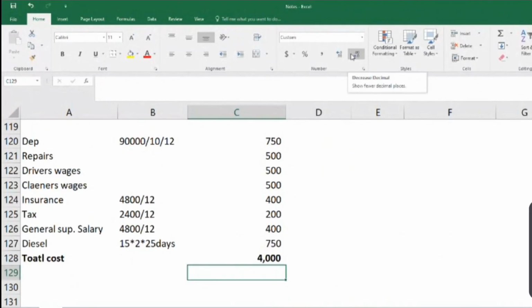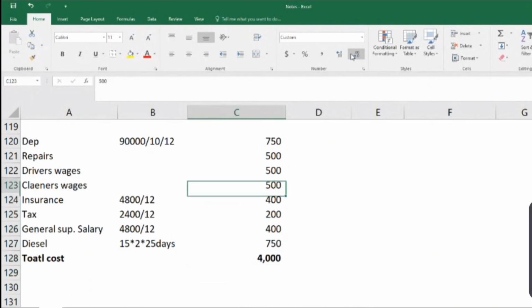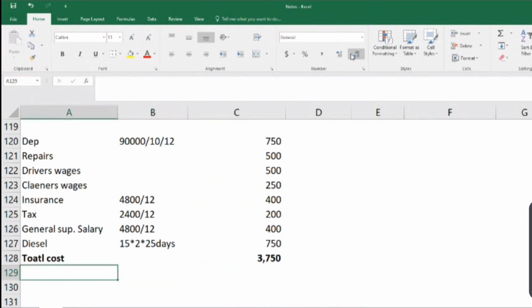Just a minute, have we missed something? Depreciation is 750, repairs is 500, again driver salary, and cleaner salary is 250, and insurance 400, and tax is 200, again 400, 750, 3750. Okay, total cost. Then profit is 50 percentage.